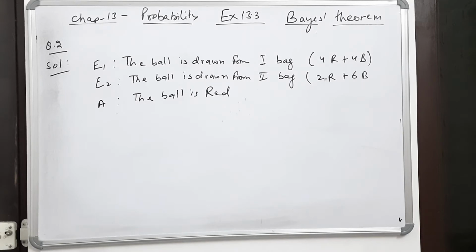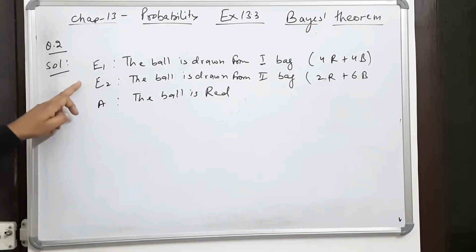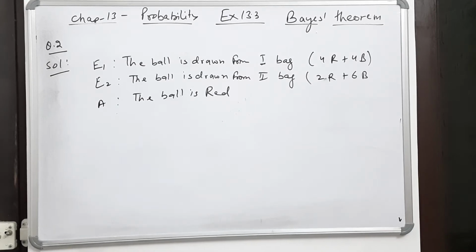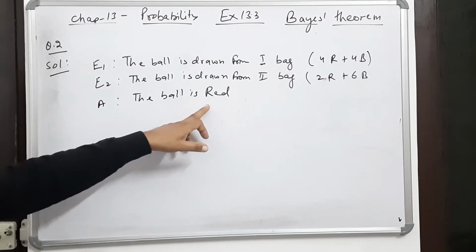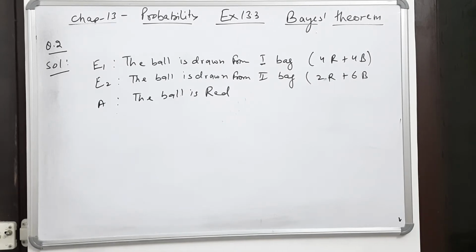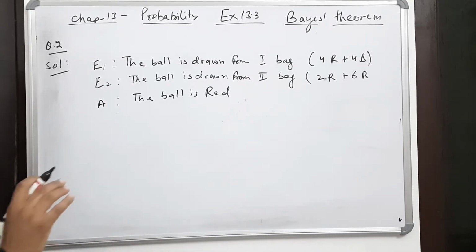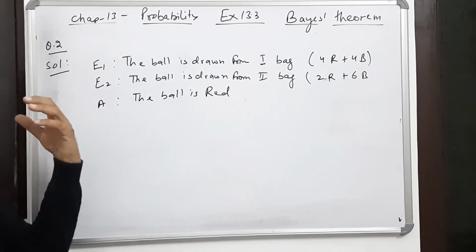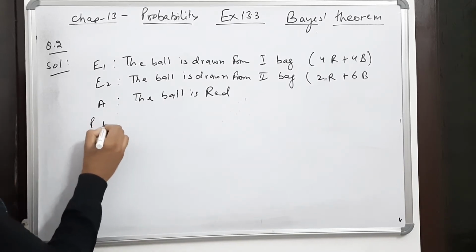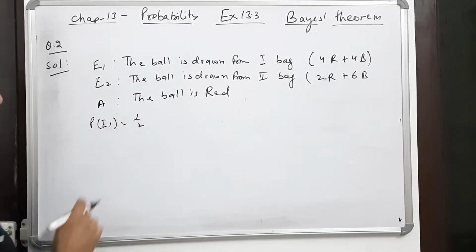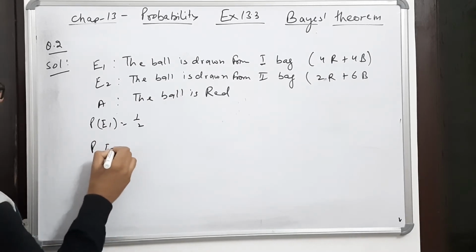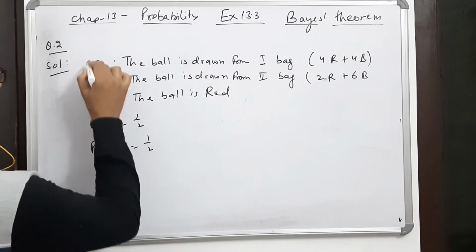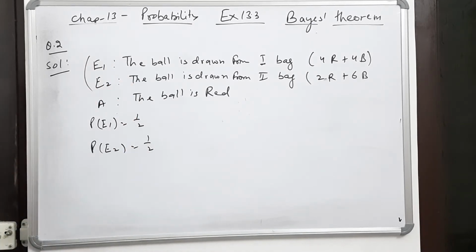A bag contains 4 red and 4 black balls, and the second bag contains 2 red and 6 black balls. One of the bags is selected and a ball is drawn, and it was found to be a red ball. Find the probability that the ball is drawn from the first bag. Now you see, when we do this experiment, first a bag will be selected. So P(E1) is 1 by 2 and P(E2) is also 1 by 2, because there are two bags.